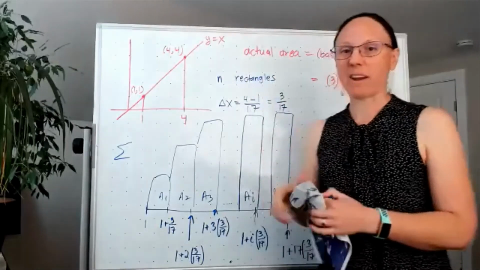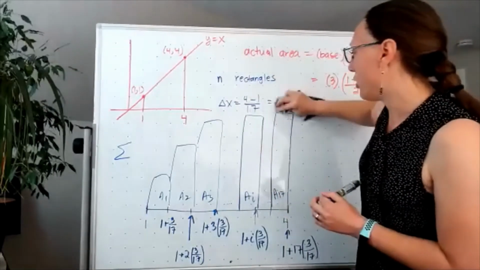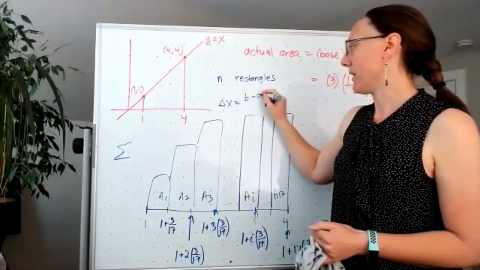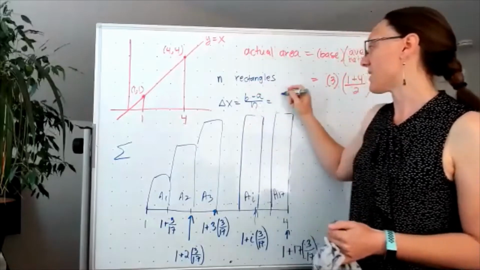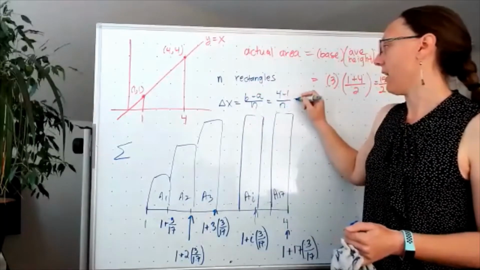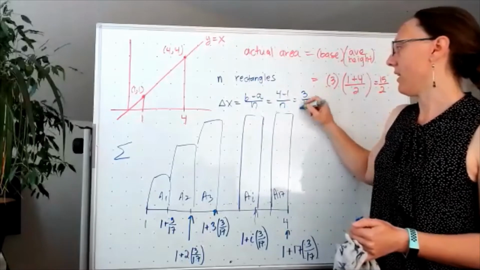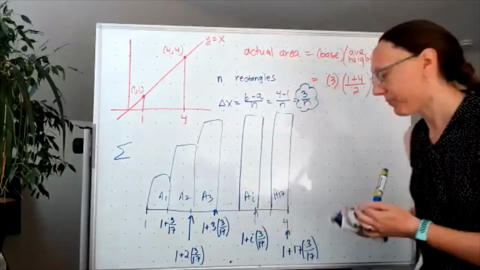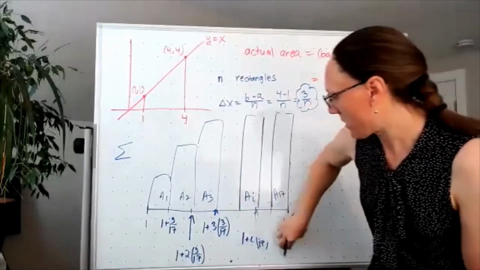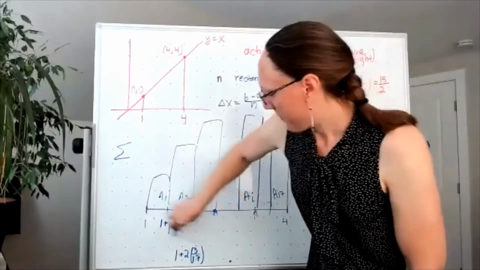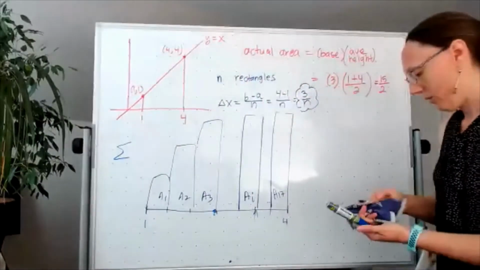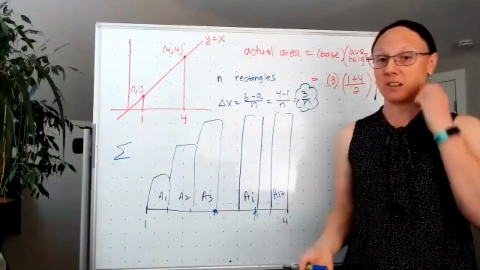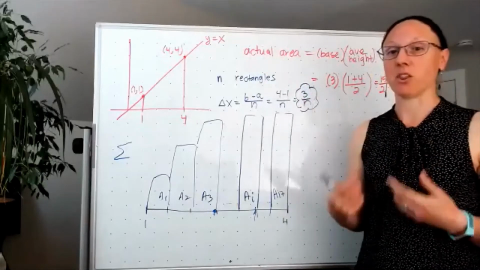Well, if we use n rectangles, then to find the width of each of those partitions, we'd have b minus a over n, or in our case, 4 minus 1 over n, and I'd get 3 over n. So that's going to be the width that we're moving each time when we're finding the x values. Well, it's going to work the same way as it did when we had that ugly increment of 3/17. It's just now my increment is going to be 3 over n.